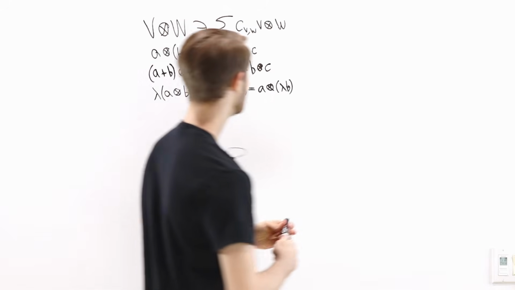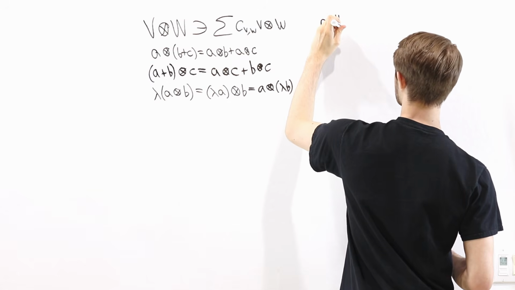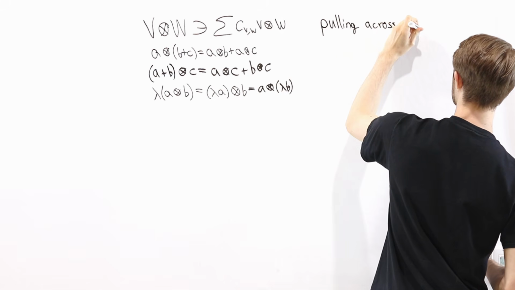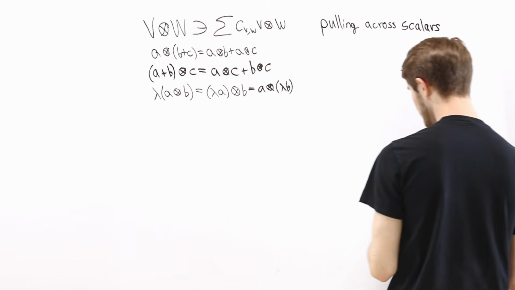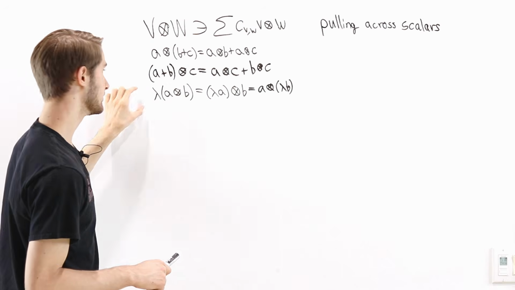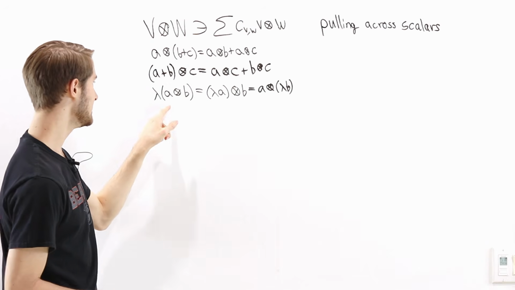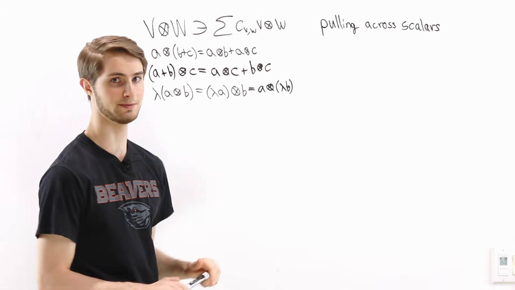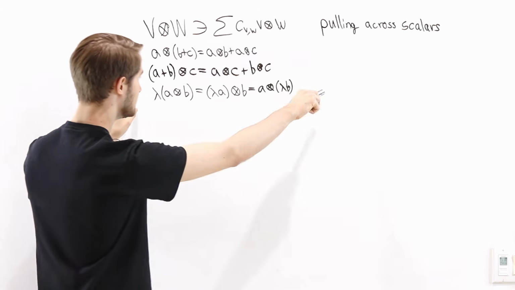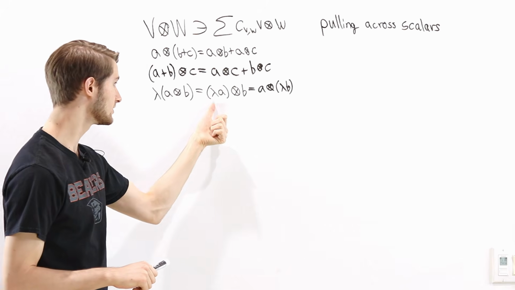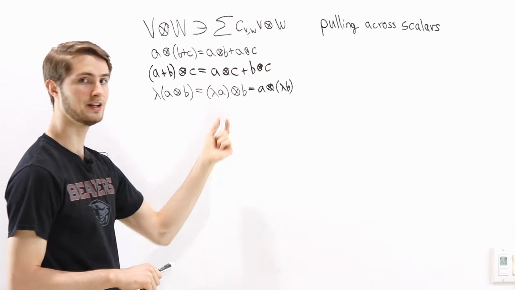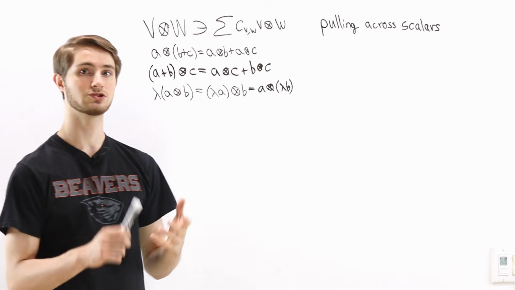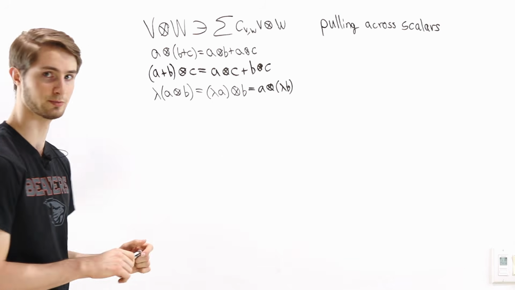The first key intuition I want to build here is the idea of pulling across scalars. So to see what I mean by that, let's take a look at this final equation here. Lambda times (a tensor b) equals (lambda a) tensor b equals a tensor (lambda b). So what this equation is saying is if we have some scalar on the left side of a tensor, we can pull it across to the right side of the tensor. And that often gives us ways to simplify elements of the tensor product.